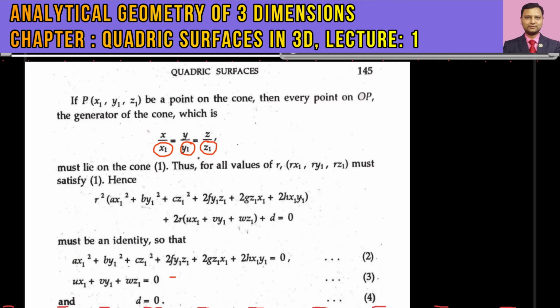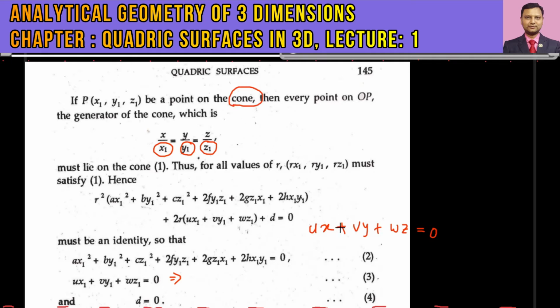Now what does it mean? It means that this point x1, y1, z1 lies on a surface like this: u x plus v y plus w z is equal to 0. But you see, this point x1, y1, z1 is actually a point on the cone. All right.